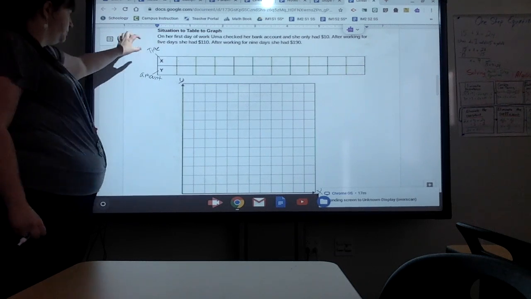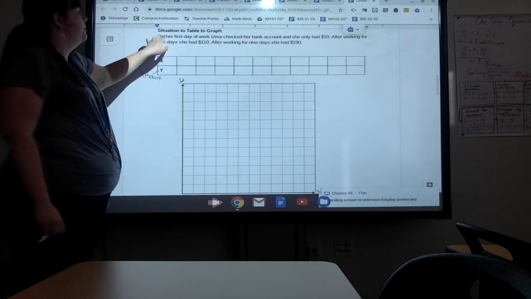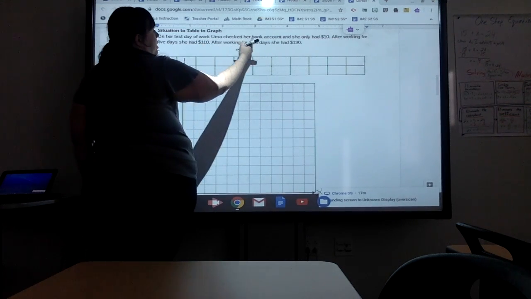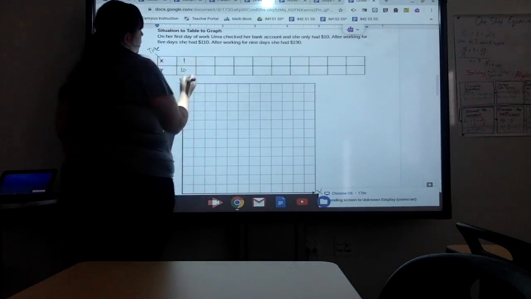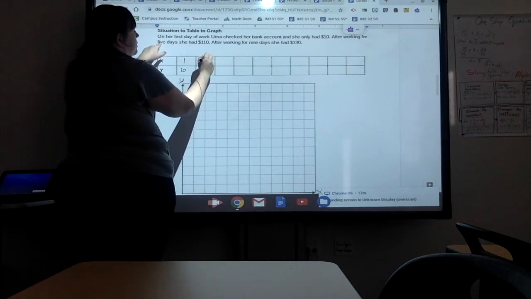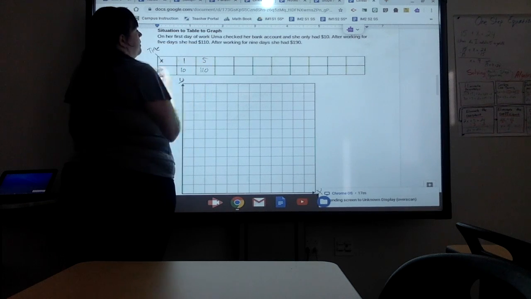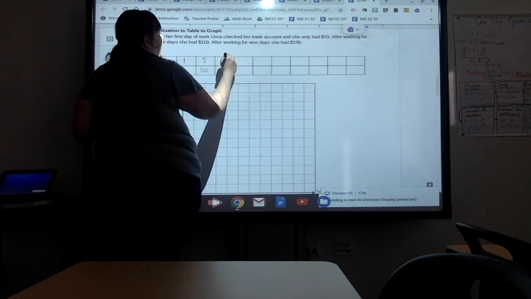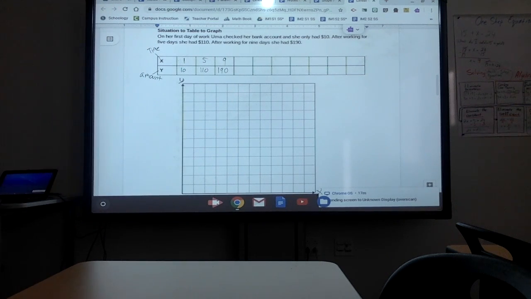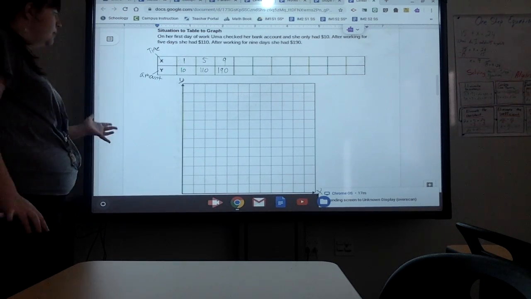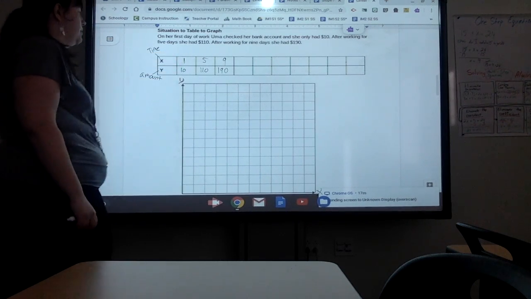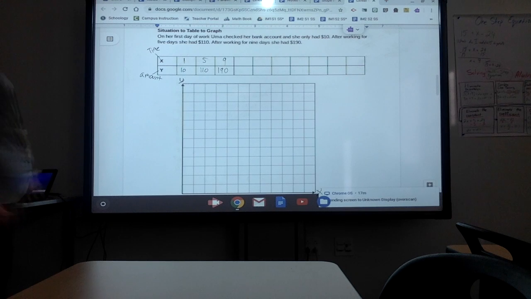And so, let's go through this. On our first day, so that's 1 day, we went and checked her bank account and she only had $10. But after working for 5 days, she had $110. And after working for 9 days, she had $190. So from the word problem, I pulled out points by pulling out how much time has passed and what her current amount is. So now I can graph those points.